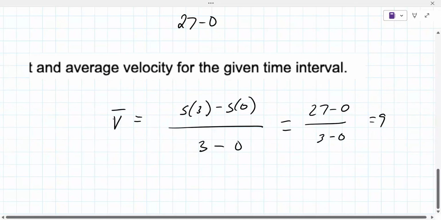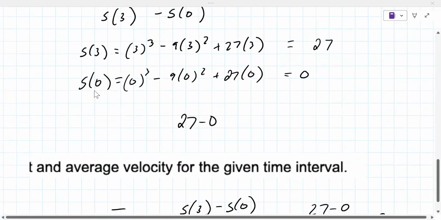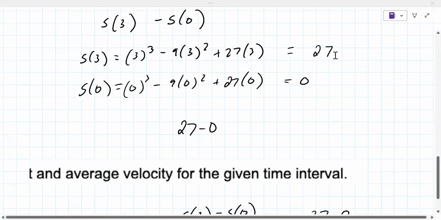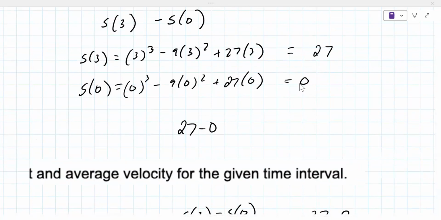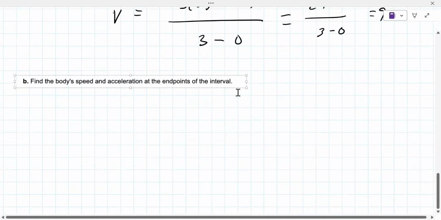And then for the t equals 0, are we just plugging in 0 for t in the original equation? Well, we already did that. Yeah, we already did s of 0. We already calculated that here, and same with s of 3. Are you asking about part B? Part C. We haven't done part B yet. Oh, okay. So the thing I did is part of that.